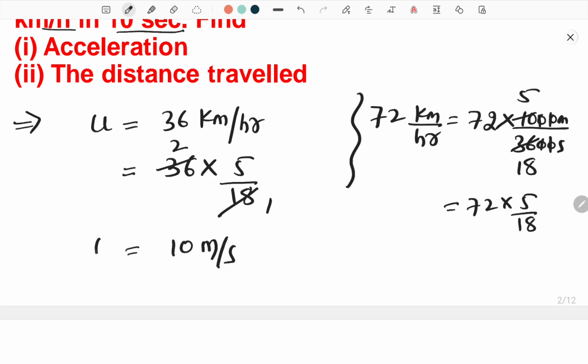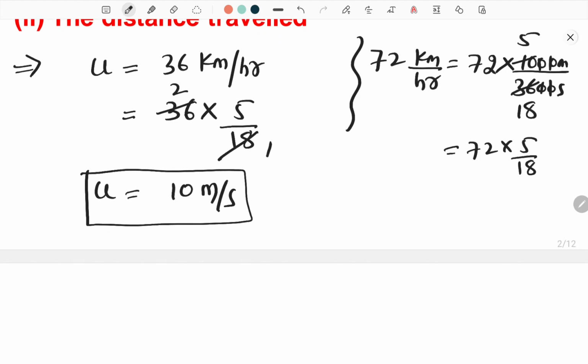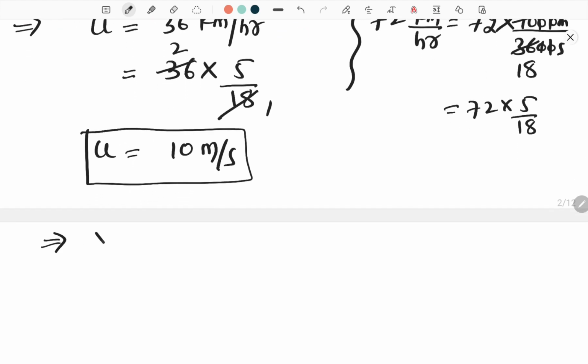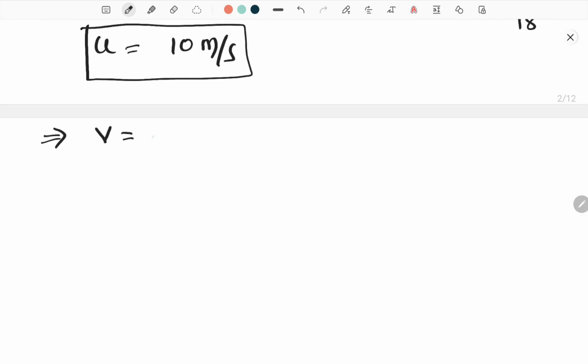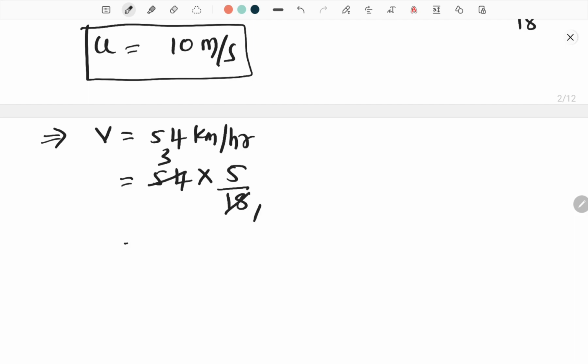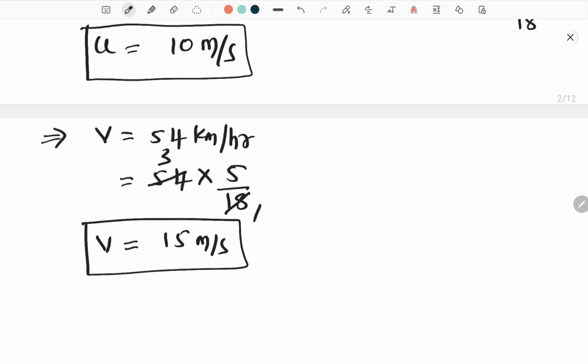So that is 10 meter per second. So the initial velocity is 10 meter per second. Similarly, you can go for the final velocity. The final velocity is how much? From 36 to 54, so that is 54 kilometer per hour. This can be converted as 54 into 5 by 18. 18 ones are 18, 18 threes are 54, so 3 fives are 15 meter per second. So the final velocity is 15 meter per second.